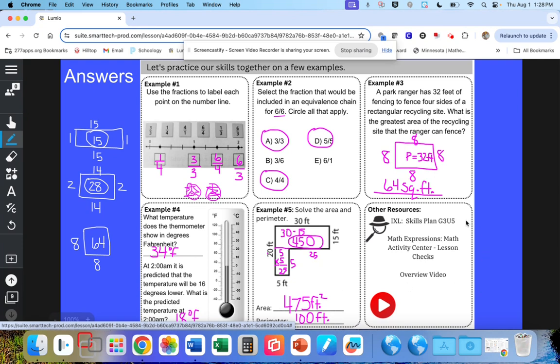Keep working on practicing this unit. You can do IXL's The Skill Plan for Grade 3, Unit 5. Also, the Math Activity Center in Math Expressions, the lesson check. Rewatch this video if you need to. Otherwise, good luck.